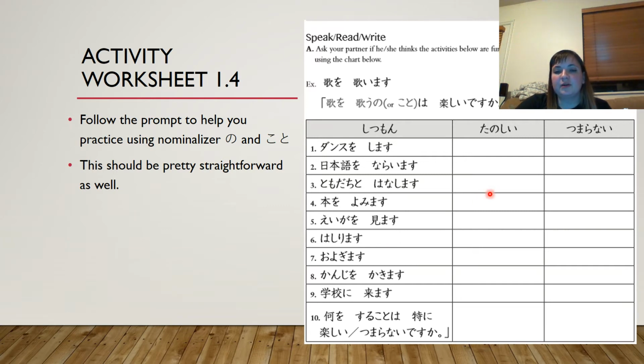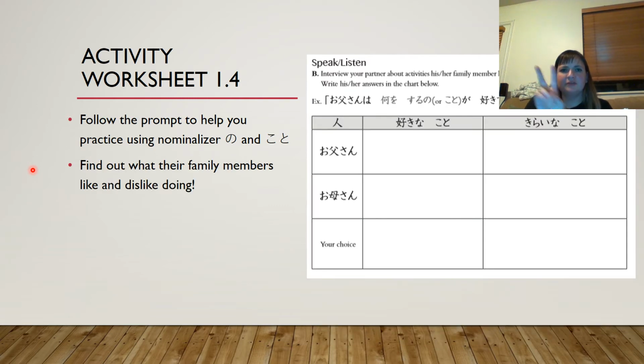So, and then your partner will answer and you can go ahead and check it off. Okay, so again, really simple. So you're just practicing putting these in that new dictionary form with the nominalizer. Okay, and part 2 for this, again, we're practicing still with the nominalizer, but this time you're going to interview your partner about the activities his or her family member likes and dislikes.